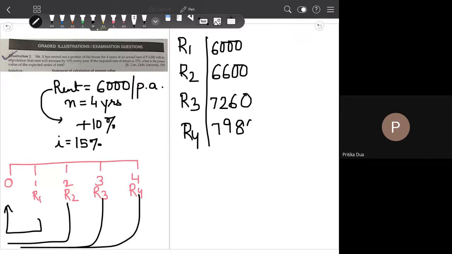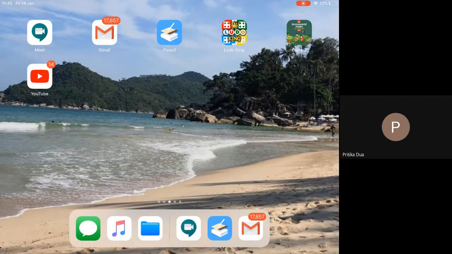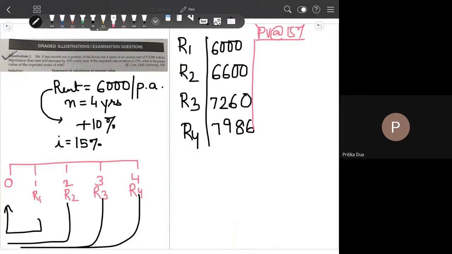Now, simple, I need to calculate their present value. So what I'll do is, I'll pick up the table values. So present value at 15%. Be very careful, the increase in cash flows, in rent, is at 10%, but the discount rate at which you are calculating the present value is 15%. So I'm writing the table values. You just need to multiply the table values. Present value factor table 15% for 1, 2, 3, 4 years. So these are the values. You can start multiplying, add them, and we'll get our answer.